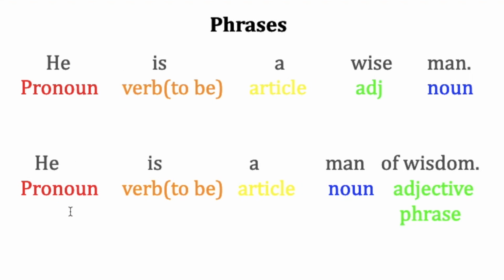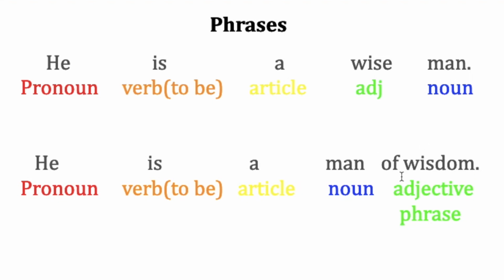Now the same sentence can be written as, he is a man of wisdom. Till man everything looks similar, but instead of wise I have used the group of two words, of wisdom. So of wisdom and wise convey the same meaning. He is a wise man, he is a man of wisdom. So wise has been replaced by another group of words, of wisdom, in sentence number 2. So of wisdom is the group of words which acts as an adjective.